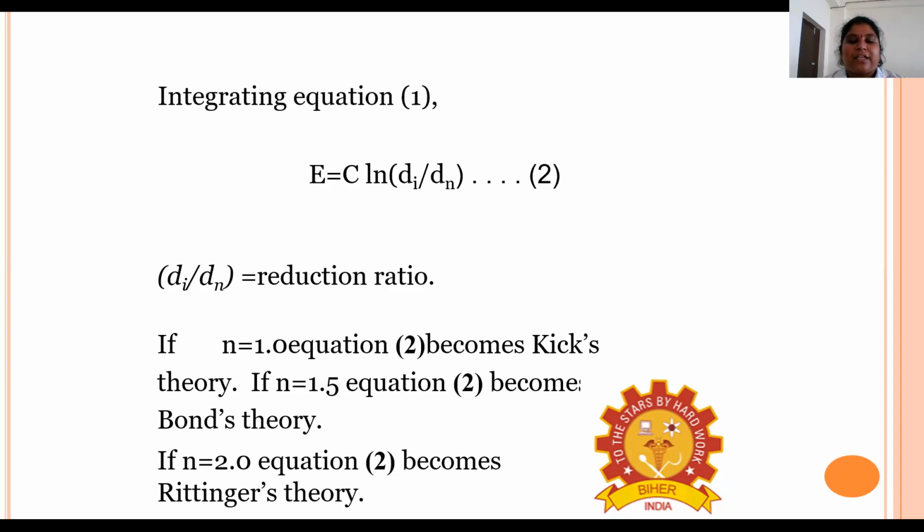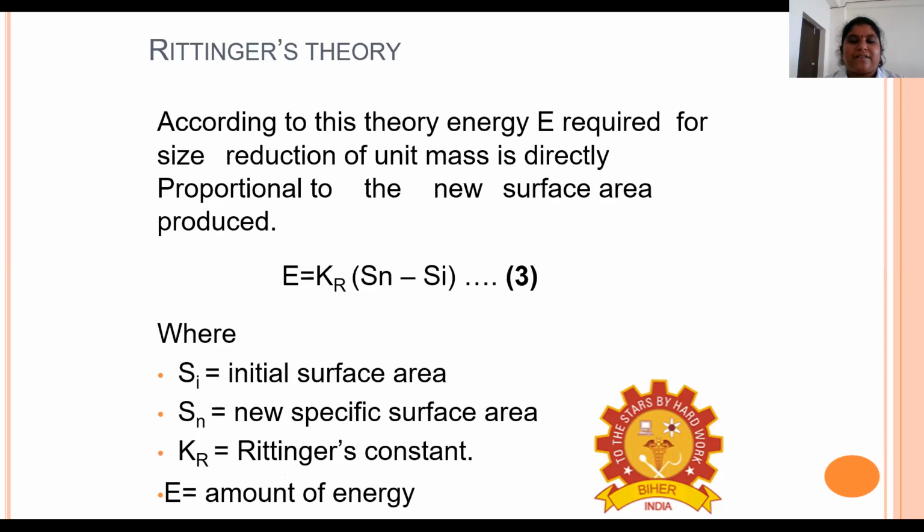Then if n is equal to 1.0, it becomes Hick's law. If n is equal to 1.5, it will be Bond's law. If n is 2, then we call it Rittinger's theory, or Rittinger's law. Now Rittinger's theory we will see.